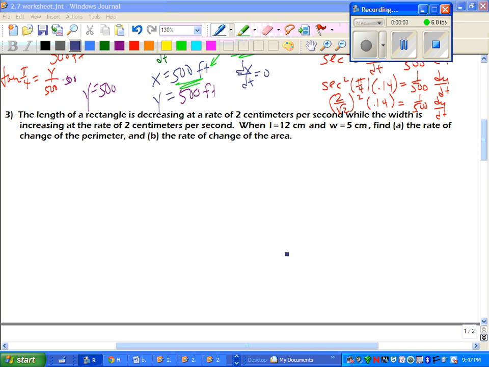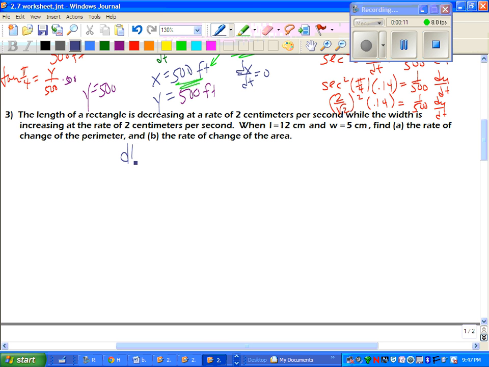Number 3. The length of a rectangle is decreasing at a rate of 2 centimeters per second. So the change in the length with respect to time is -2 centimeters per second. While the width is increasing, so dw/dt is positive 2 centimeters per second, when the length is 12 centimeters and the width is 5 centimeters.